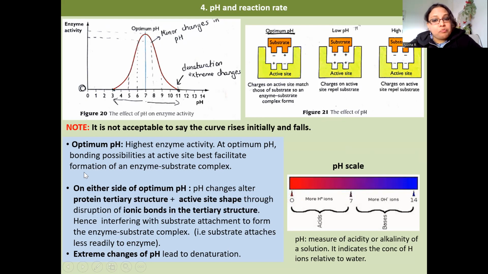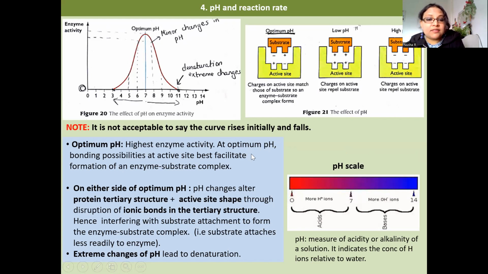So if we look at the graph here, it's like a bell-shaped graph. Here in the middle is the optimum pH. So there's three parts to the graph. There's the optimum pH, and then there's on either side, and there's extremes of pH. So the optimum pH brings about the highest enzyme activity because at the optimum pH, the bonding possibilities at the active site are best. They best facilitate formation of an enzyme substrate complex.